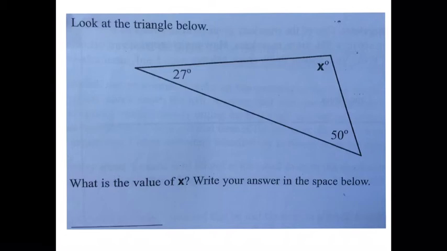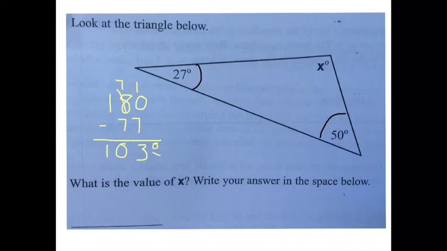So the angles in a triangle add up to 180 degrees. We have to take away 27 plus 50, which is 77 degrees. 0 take away 7 you cannot do, so we're going to do some exchange. 10 take away 7 is 3, 7 take away 7 is 0, and 1 take away 0 is 1. Which tells me then that angle X is 103 degrees.